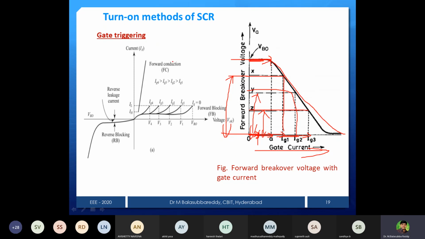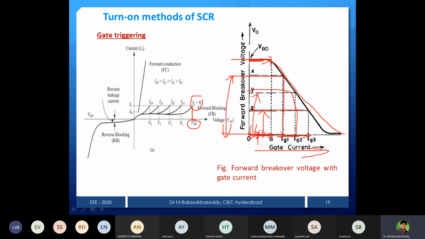Now similarly, same thing you can notice here. Ig is equal to 0. What is the meaning of that? Gate current is 0, means gate terminal is open. We need to apply only forward voltage anode to cathode. Once the voltage reaches VBO, the device is going to be triggered. With that, we'll get VBO is this much.